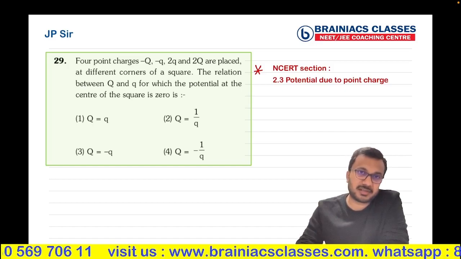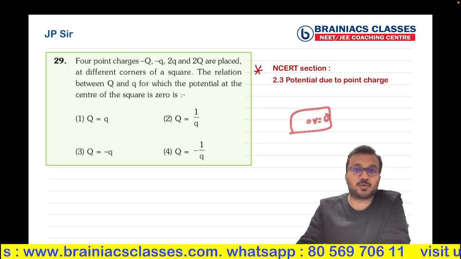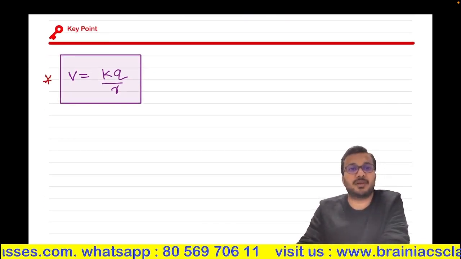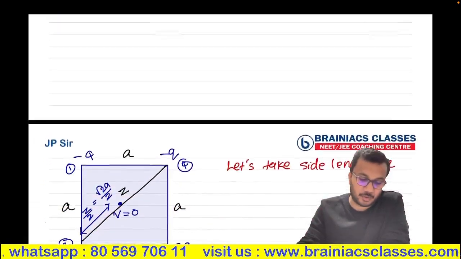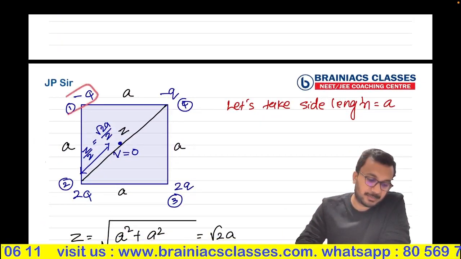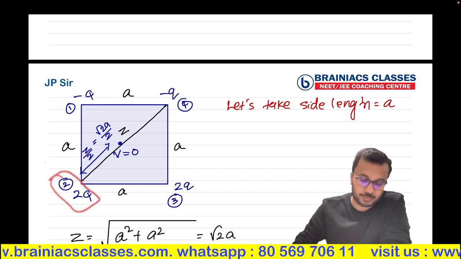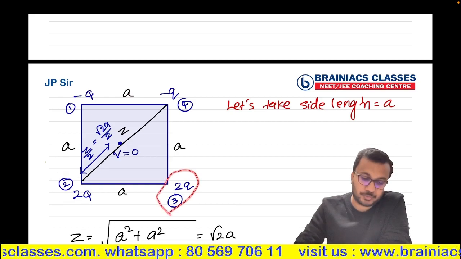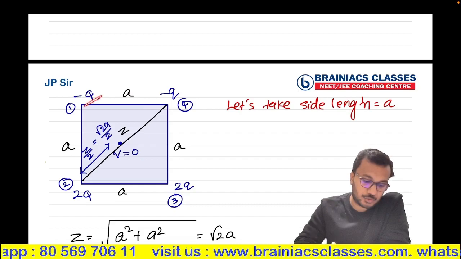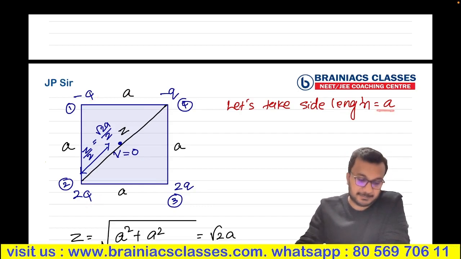Okay, so 4 charges are placed at the corners of a square. They are giving potential at the center equal to 0. So what we'll do? We only want to know the potential formula kq by r. Scalar quantity and no vector. So we have 4 point charges here. I have given this charge number 1, charge number 2, 2q, charge number 3, 2q, and charge number 4, minus q. You remember these two are capital, it's given in the question. Let's take the side length as A.